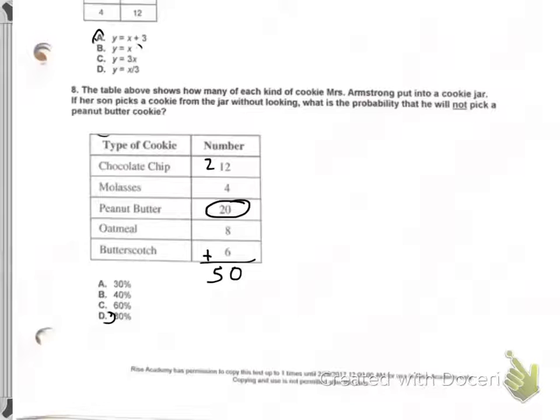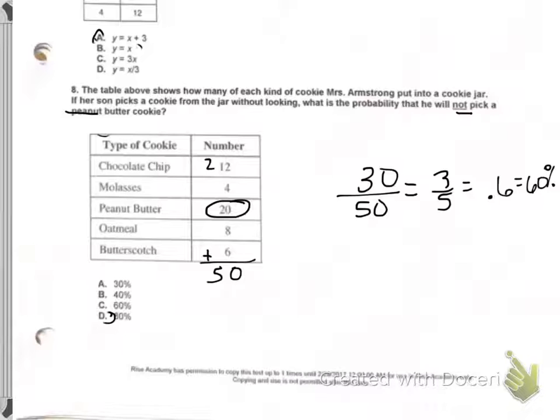Okay, so now we're looking for not peanut butter. So there are 20 that are, so how many would not? You would just subtract 50 minus 20. So that's 30 over 50. When I simplify, that's 3/5. As a decimal, 6/10. As a percent, 60%. So the answer is C.